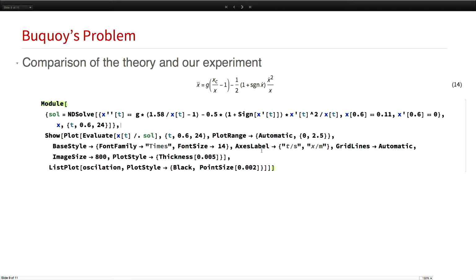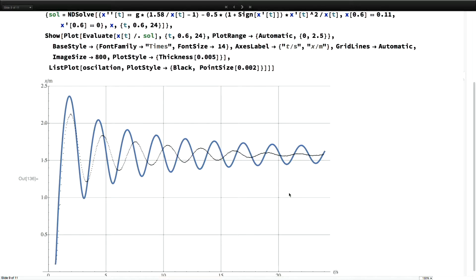The best fit we get is this one. As you can see, this is not very good because the oscillations, especially the damping of oscillations, is very small, smaller than in the experiment. That's why we think that the air resistance on the ball movement should be taken into account.